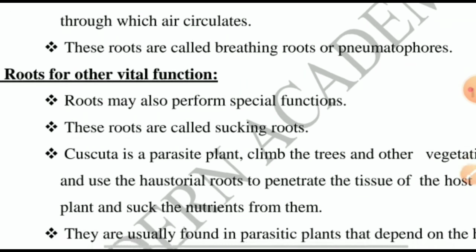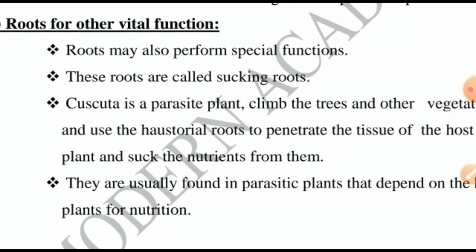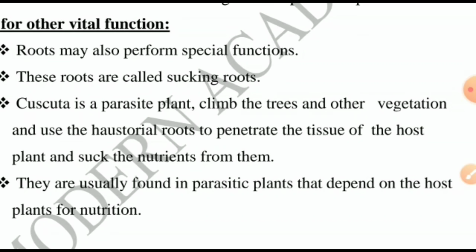Next, roots for other vital functions. Roots may also perform special functions. These roots are called sucking roots. Cuscuta is a parasitic plant. It climbs the trees and other vegetation and uses haustorial roots to penetrate the tissue of the host plant and suck the nutrients from them. They are usually found in parasitic plants that depend on host plants. For what purpose? For nutrition.